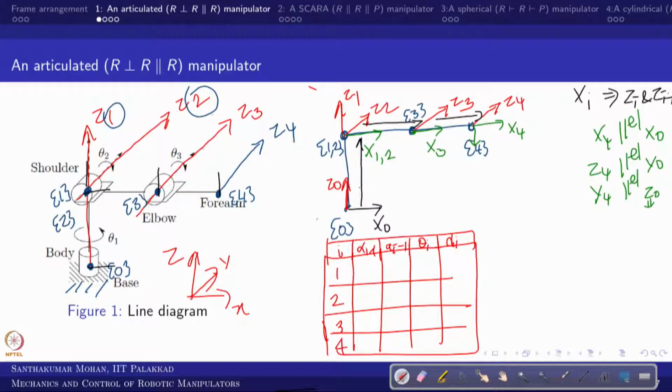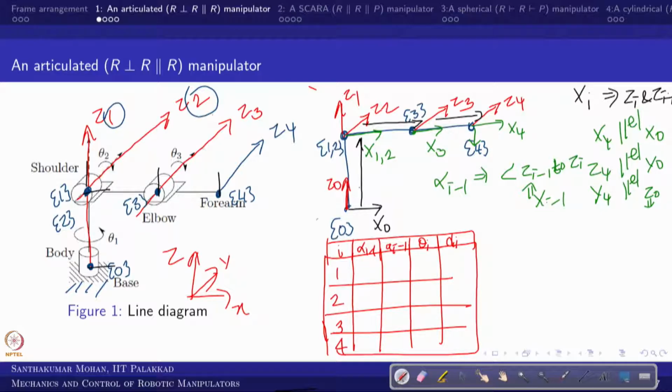So what we are actually trying to see is alpha i minus 1. What is alpha i minus 1? This is the angle from z i minus 1 to z i with respect to x i minus 1. This is what you have to see.